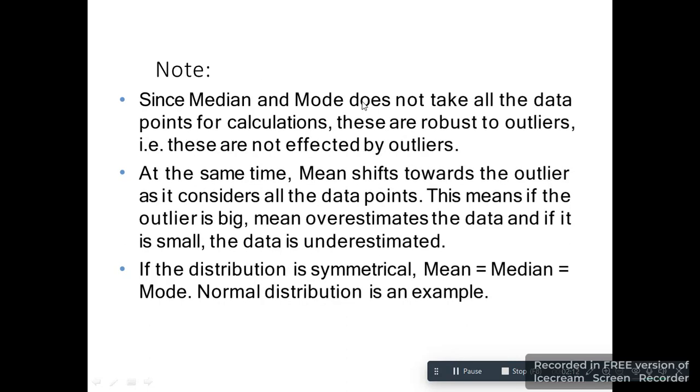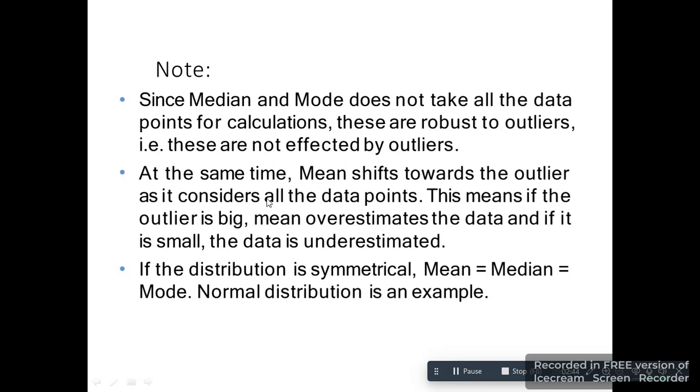Remember one thing: since the mode and median do not take all the data points for the calculation, they are robust to outliers, that is, they are not affected by the outliers. It means the mode and the median can take only a few numbers. They cannot take all the numbers for the calculation.